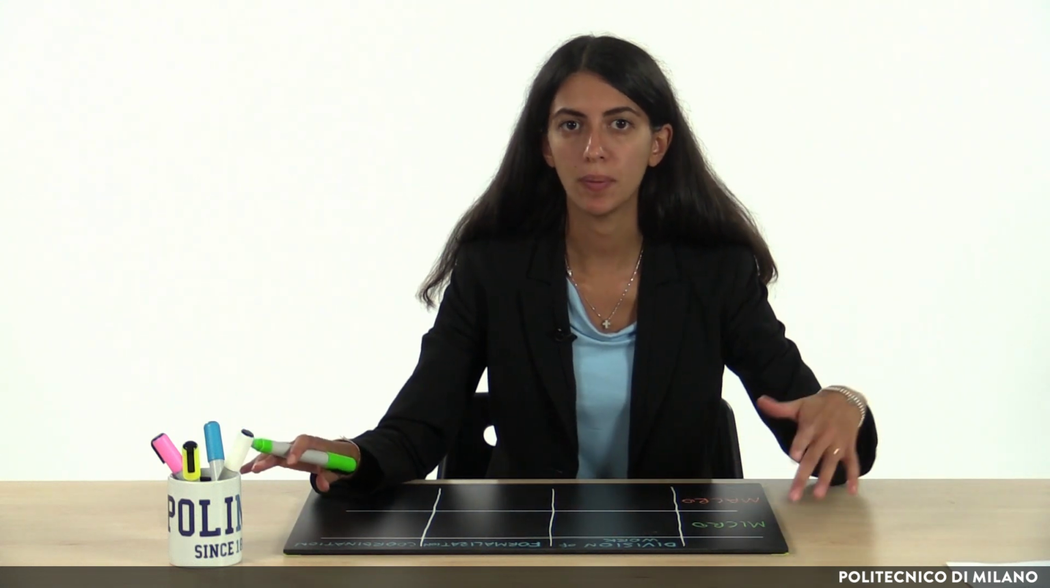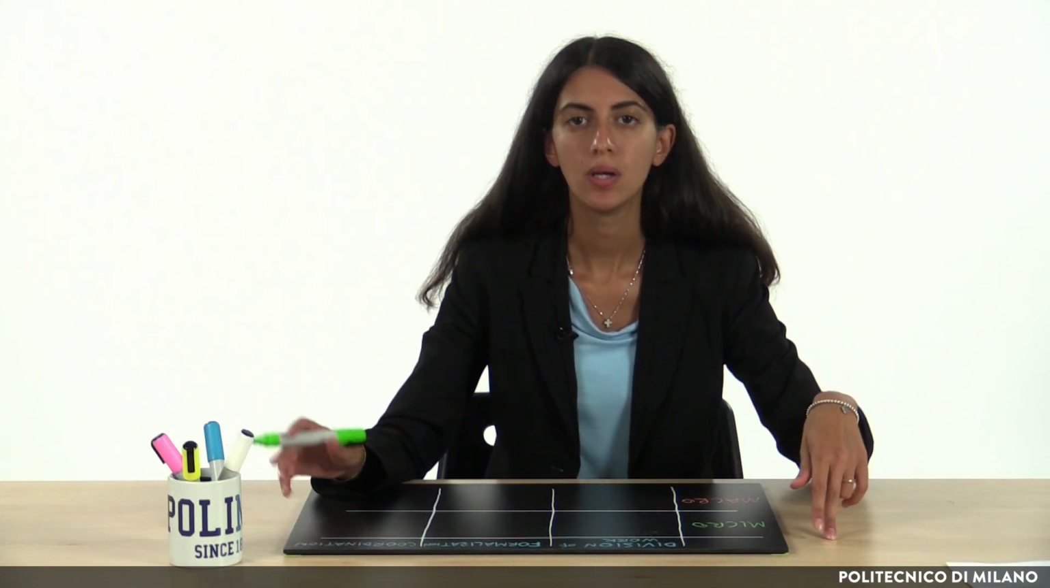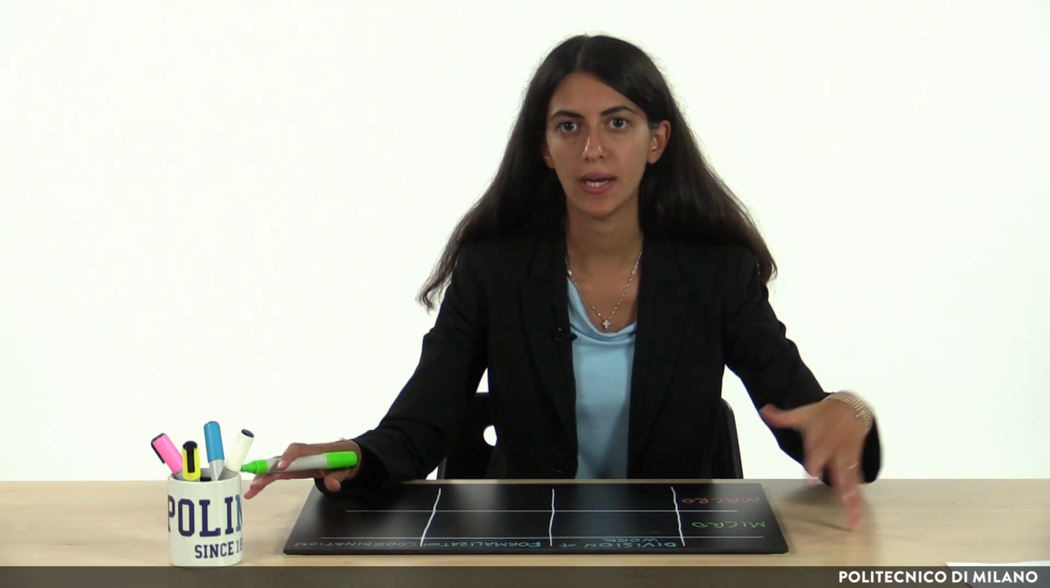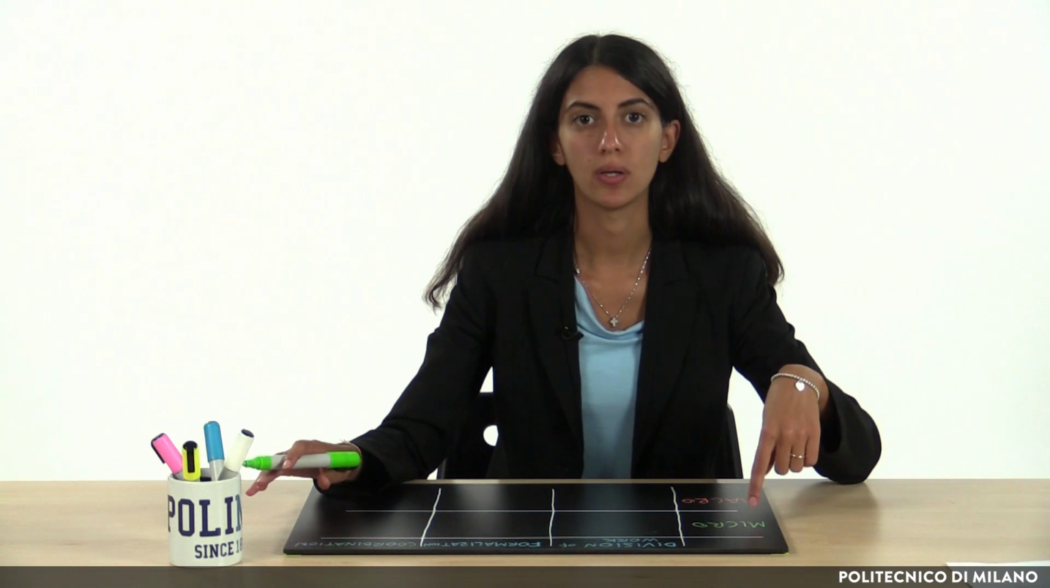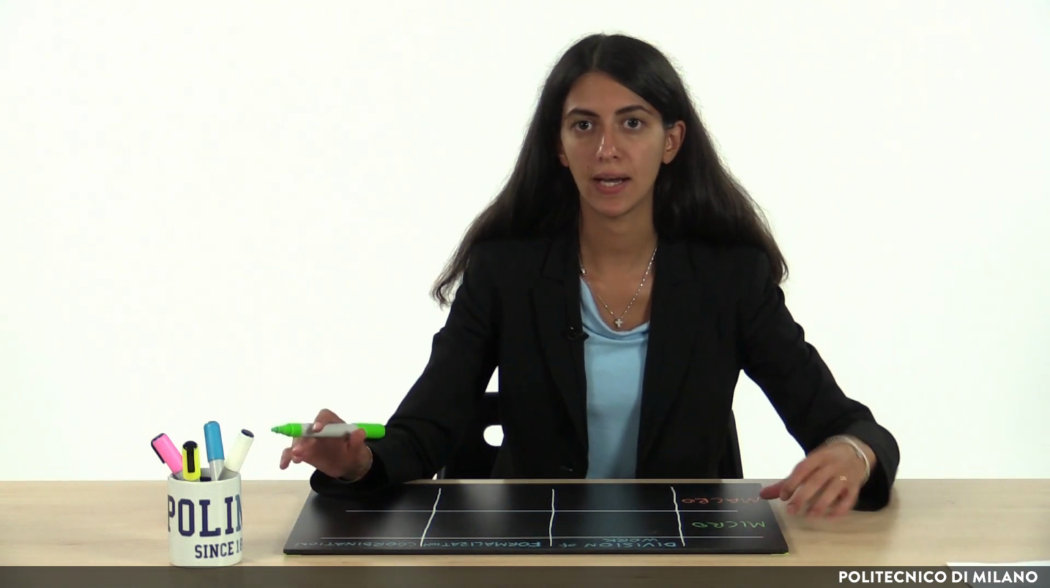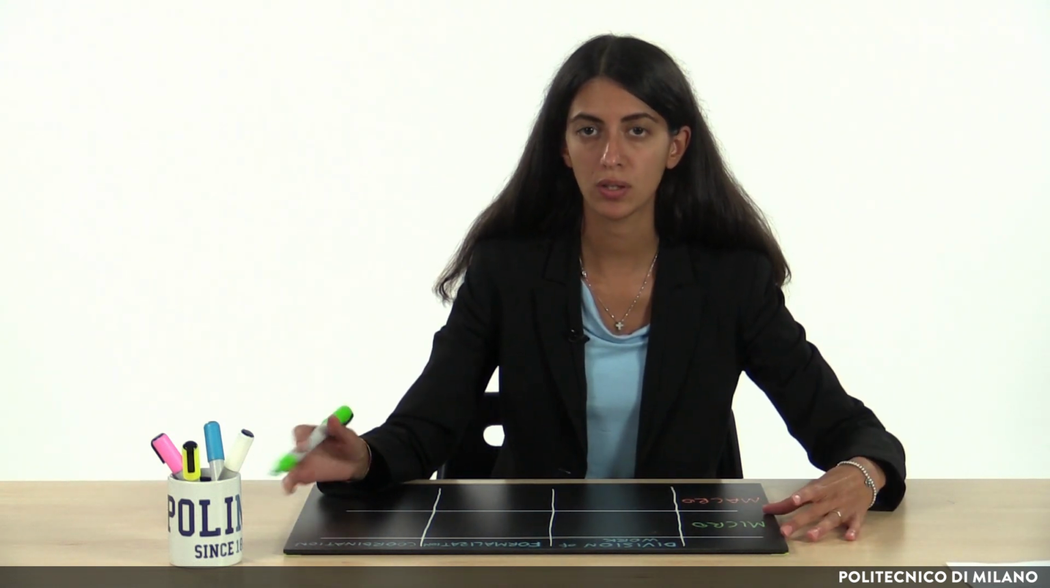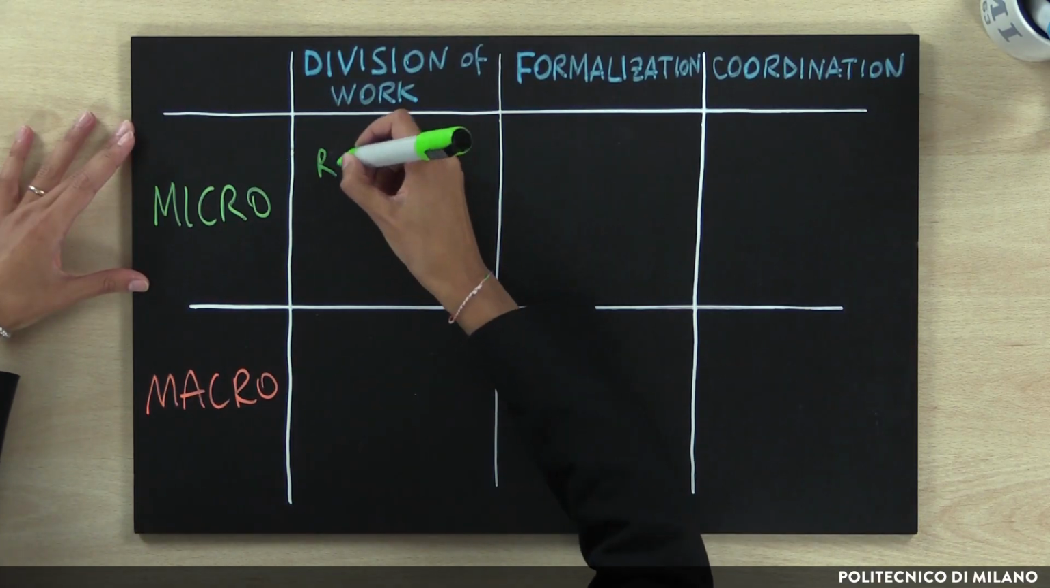Division of work refers to how work is divided among different people and different organizational units in order to increase efficiency and effectiveness of our organization. The specialization at the micro level implies the design of the single roles of the organization and, for each role, the definition of their level of horizontal and vertical specialization.